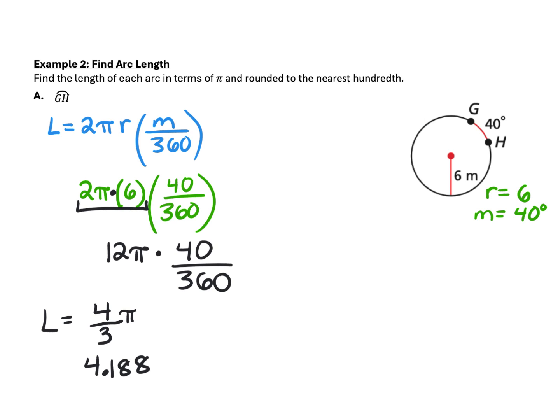And now for our final answer, we need to include the appropriate units. The length here is just a distance. It's the distance along this curved path from G to H. So 4 over 3 pi meters. And then for the approximate answer, we're going to round to the nearest hundredth. This 8 rounds up, so I'll say approximately 4.19 meters.